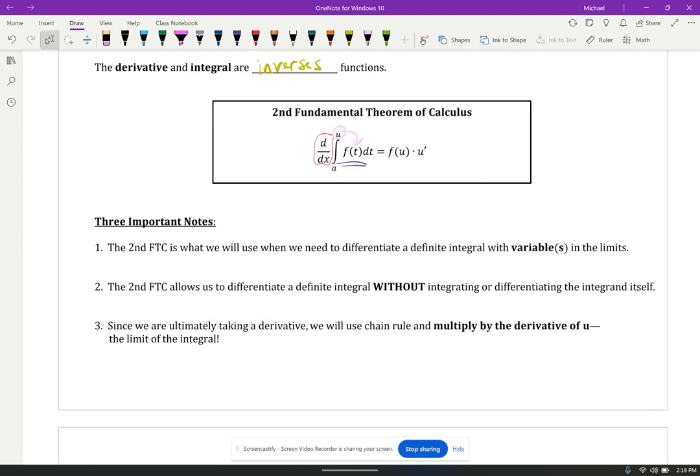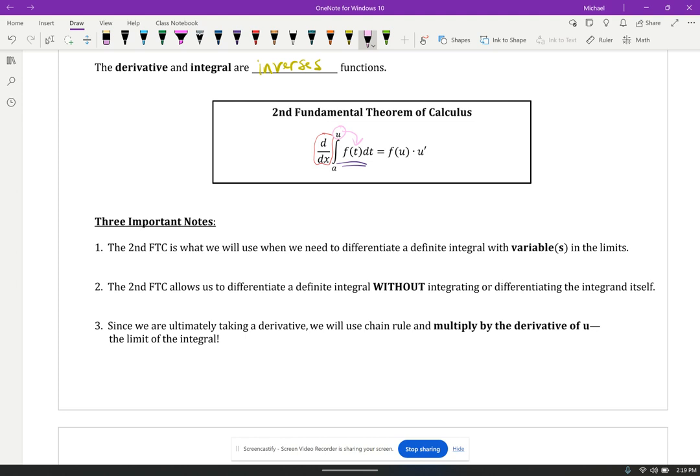So we're going to use the second part of the fundamental theorem whenever we need to take the derivative of an integral with variables in the limits. So if you see variables in the limits and you have to take the derivative, we're going to use the second part of the fundamental theorem. The nice thing about it is that we can do this without having to integrate or differentiate whatever the function is itself. So notice, we're never going to have to worry what the function is, because all we need to do is substitute this top limit in there, and then multiply by the derivative of whatever you plugged in.